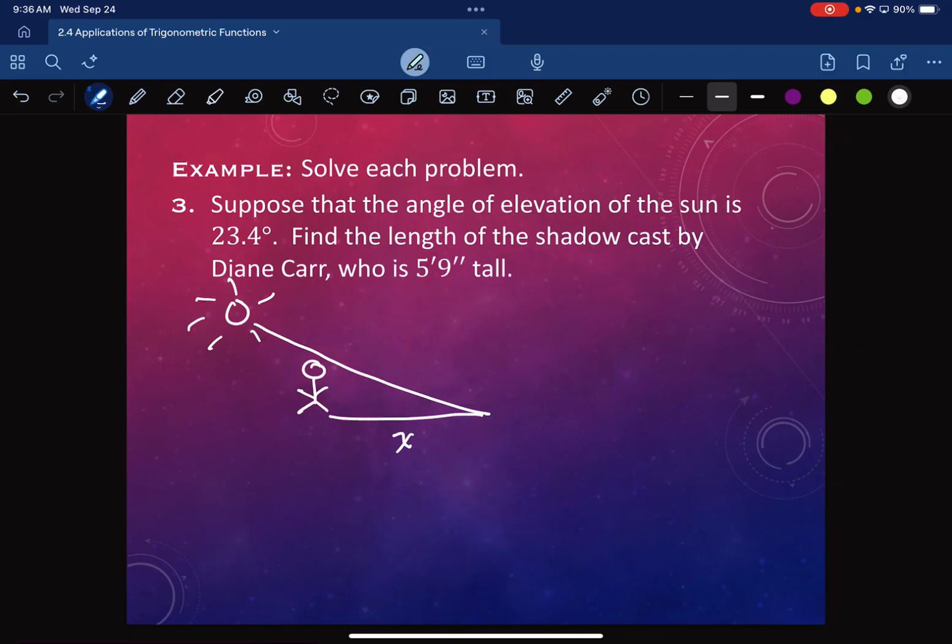All right, do you remember what is meant by angle of elevation? Because we did talk about this, but it's been probably 2.5, 3 weeks. George?